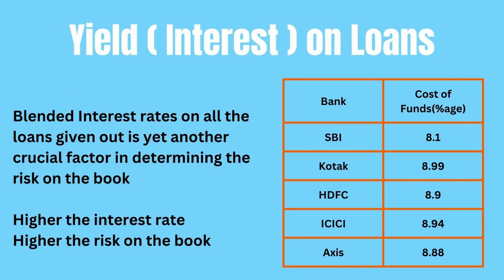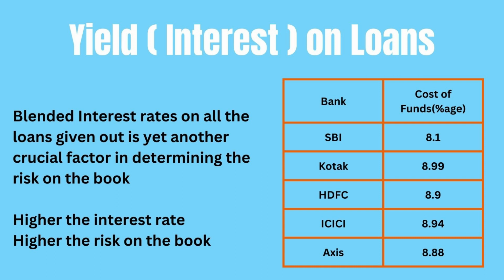The second point that we need to discuss is the yield or the interest that a bank gives out on the loans. The blended interest rate is a very important factor while analyzing a bank. If the interest rate is very high, it means that the bank is carrying high risk on its books, and during a downturn a lot of those loans could turn out to be NPAs.